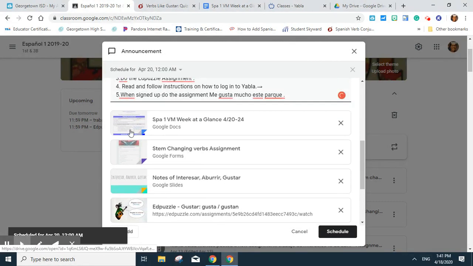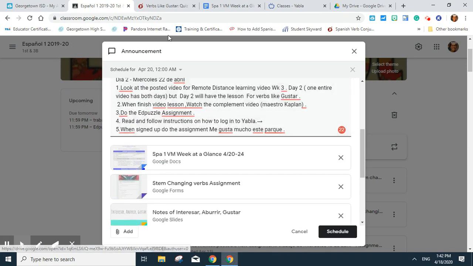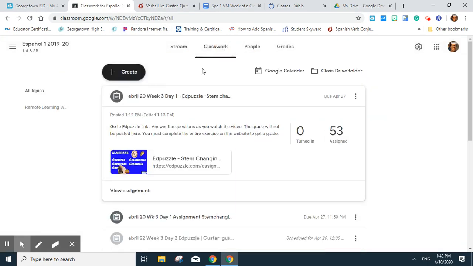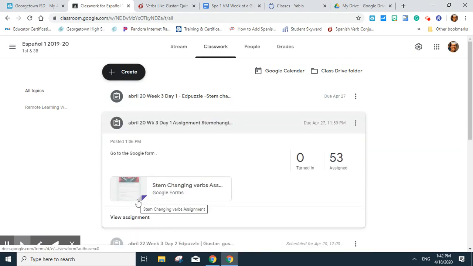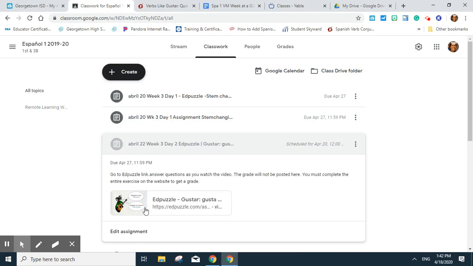This is the week at a glance for day number 1. You will do this Ed puzzle. You will do this one changing form and the other Ed puzzle. So if you want to see the classwork, you will go over here. You'll see this is for Monday, the first Ed puzzle you will do. Then you will work on the Google form. These two assignments are going to be one grade. Then you move to the second day, which will be the Wednesday. You will have the Ed puzzle, and then you'll try logging into Yabla. The Yabla, I cannot put it here in the classwork.